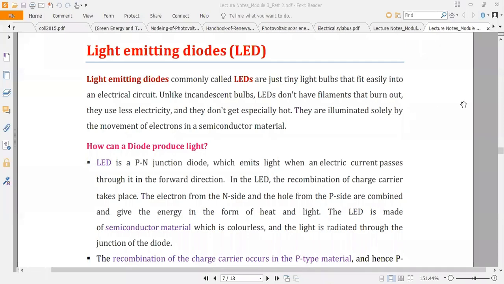So in the last class we were discussing the light emitting diodes. Okay, I have explained a little bit about the light emitting diode and its working principle. Some portion was left due to time constraints, so moving fast, I'm just repeating the initial portion of LED. So what is a light emitting diode? As I explained, it is a PN junction diode, which emits light when an electric current passes through it in the forward direction.